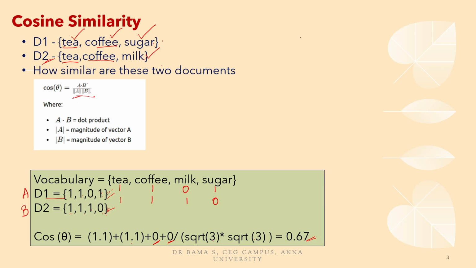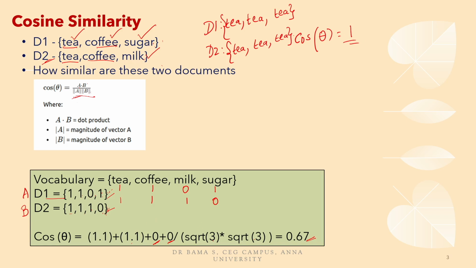Now, another point that we can make is, suppose what is the cosine similarity if I have a D1 document as T, and D2 as T, T, T. Both documents are similar. So what would happen to this dot product? Cos theta is going to be equal to 1.